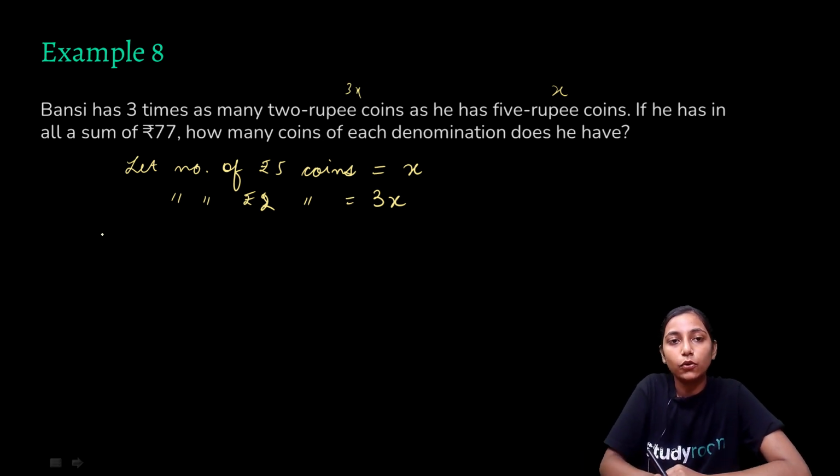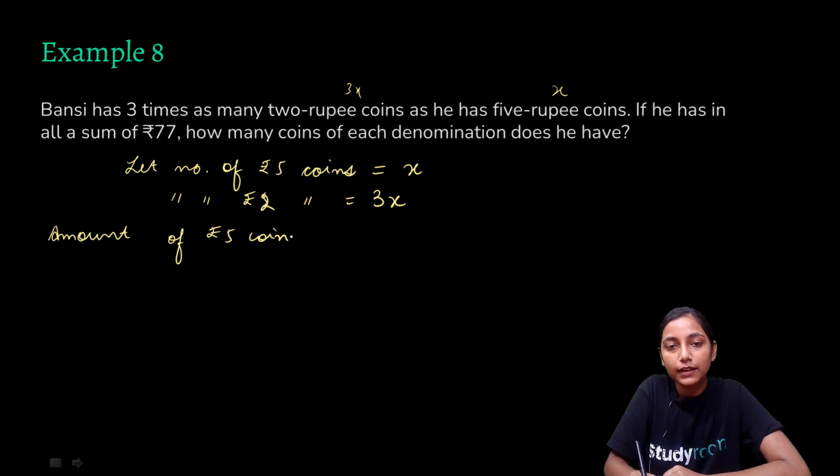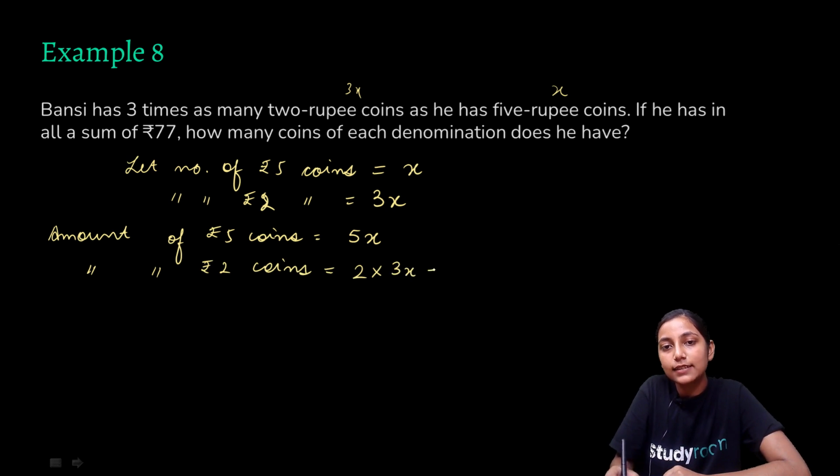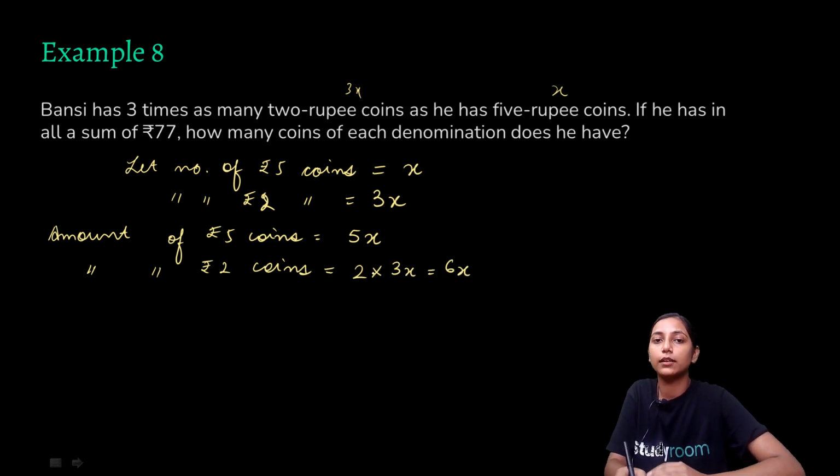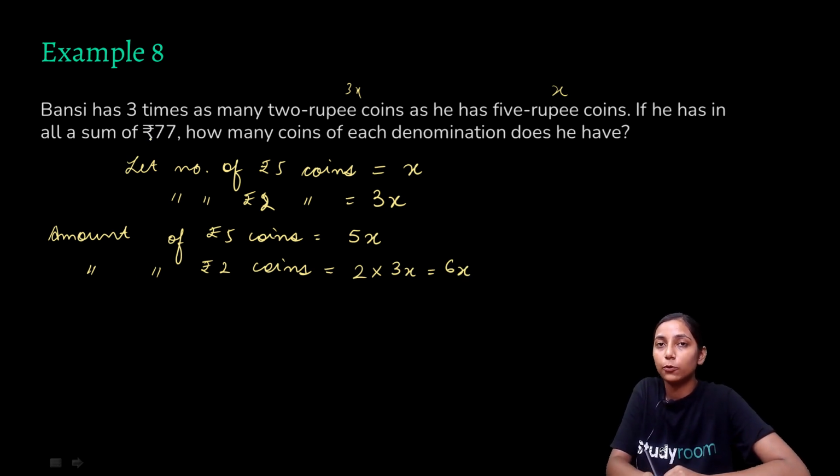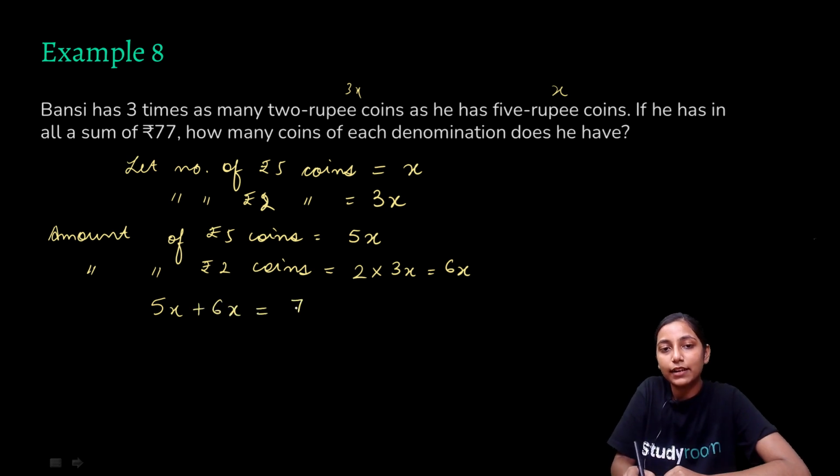amount, okay? So if he has in all a sum of rupees 77, now the total amount he is having: the amount of 5 rupee coins will be 5 into the number of 5 rupee coins, that is 5x, and the amount of 2 rupee coins is going to be 2 into the number of 2 rupee coins, that is 3x, that is 6x. This is the total amount, and the total amount is going to be rupees 77. That is, if we add 5x and 6x, we'll get 77.